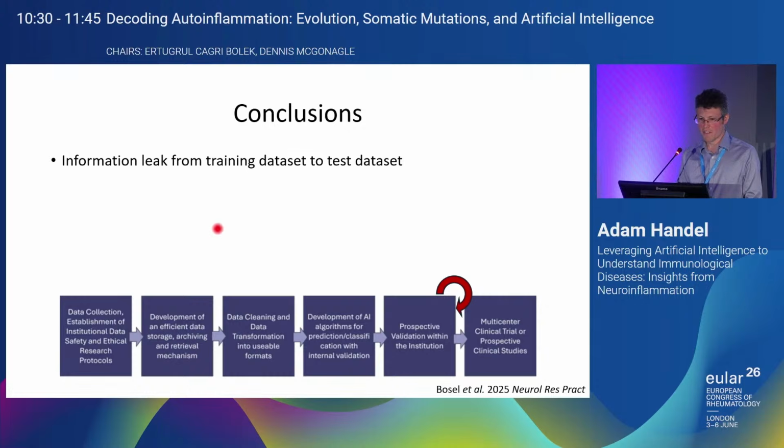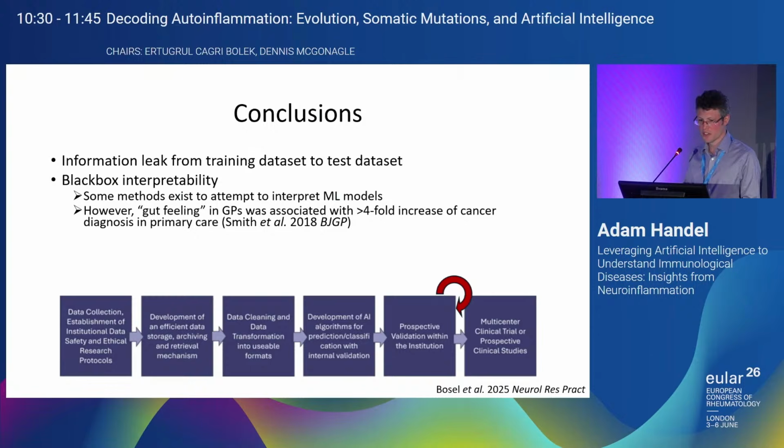I've told you a little bit about information leak from training data sets to test data sets. That will be clearly important. People have talked about black box interpretability. So that's the idea that it's just like a black box. It's making a decision. You don't know why. That might not actually be terribly a bad thing, because people have shown that gut feeling in GPs is a really good thing, and that often can't be boiled down to specific factors. But clearly we need a bit more oversight with AI.